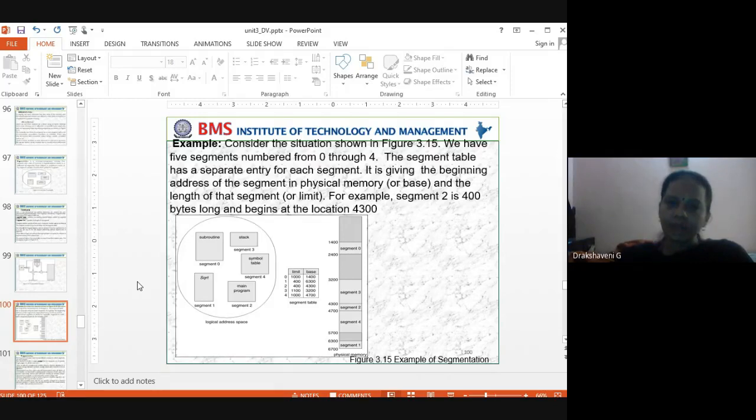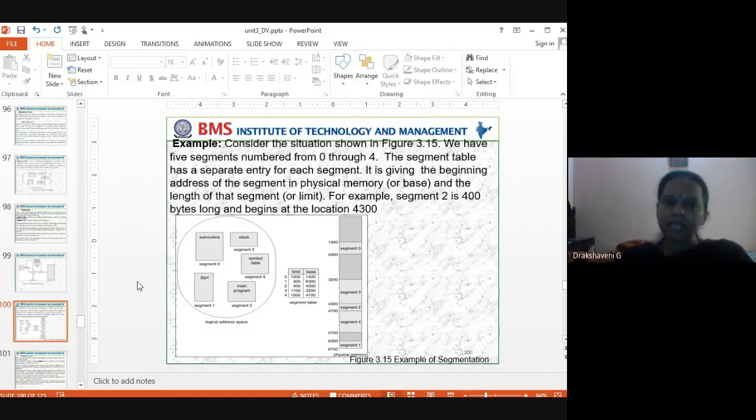Can we consider an example? Consider the situation shown in figure 3.5. We have 5 segments, numbered starting from segment 0, 1, 2, 3 and 4. So 5 segments are there.